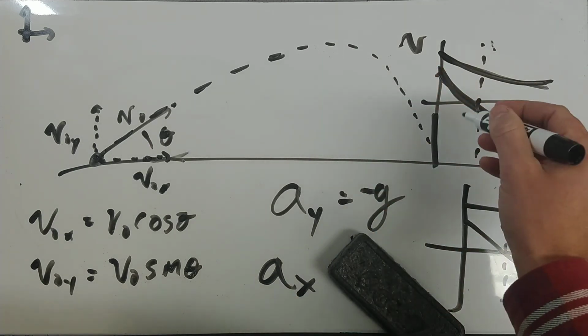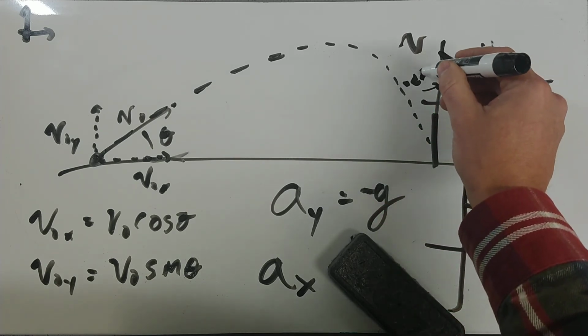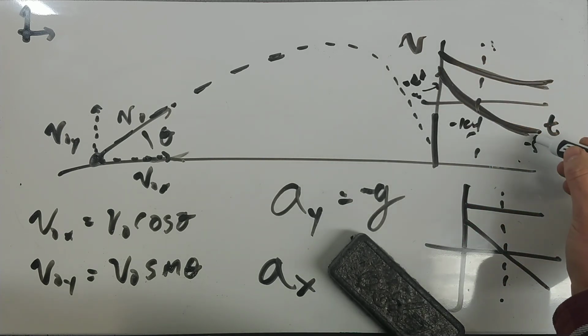In the beginning of its motion, the slope of the line for the birdie was something like negative 20 meters per second squared. In the middle, it is negative 10 meters per second squared. And at the end, we saw negative 5 meters per second squared.